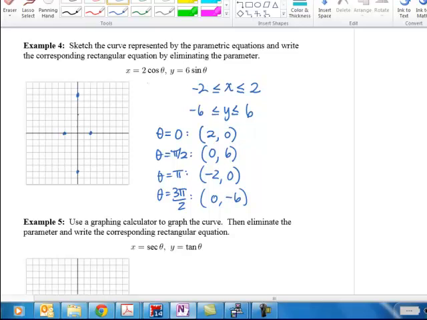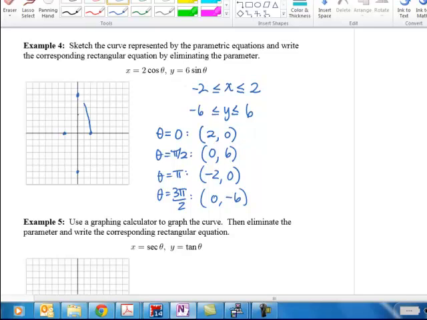This is almost exactly the same way we defined the trig functions. Without the 2 and the 6, we would get a unit circle, and we defined the trig functions so that the x coordinate on the unit circle is cosine theta, and the y coordinate on the unit circle is sine theta. So instead of having a circle, we're getting an ellipse because the x coordinate is stretched by a factor of 2 and the y is stretched by a factor of 6. So these are parametric equations for an ellipse.